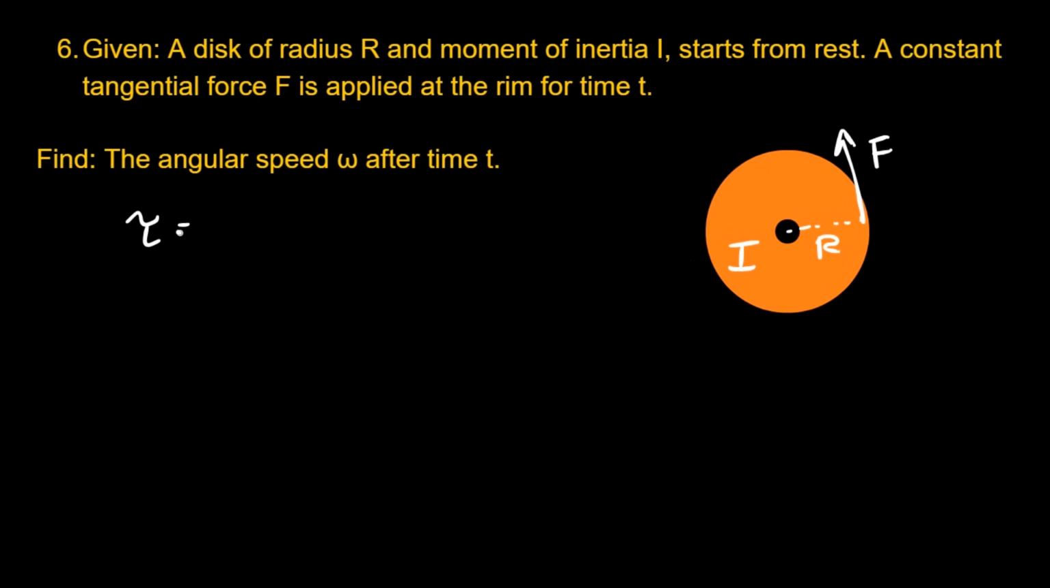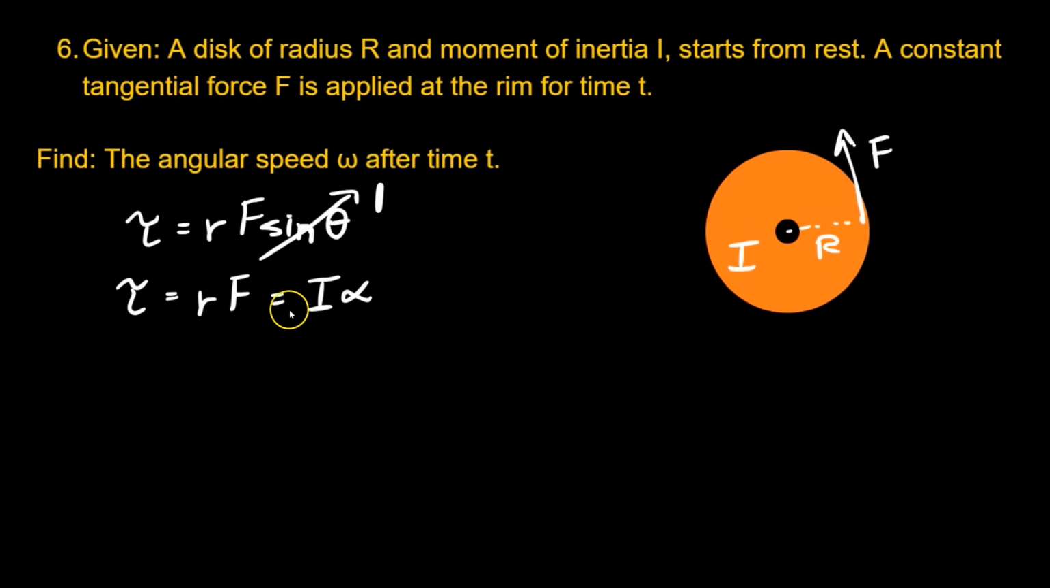Torque is R F sine theta, but because theta is 90 degrees, sine theta equals 1. So torque is equal to R F, and the rotational version of Newton's second law tells us that the net torque is equal to the rotational inertia times the angular acceleration. We're going to isolate alpha, the angular acceleration, by dividing by I on both sides, and we get that alpha is equal to R F divided by I.